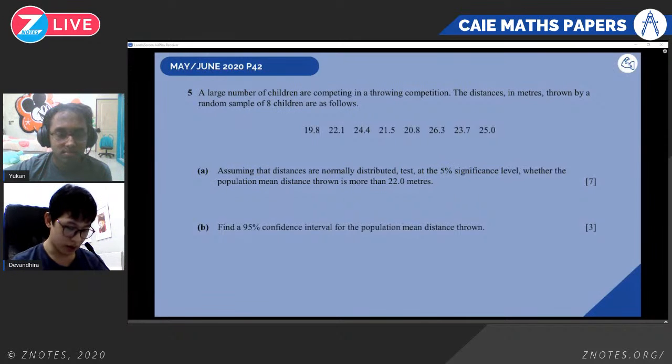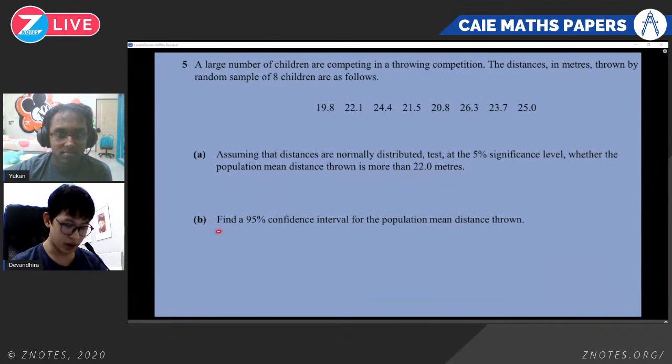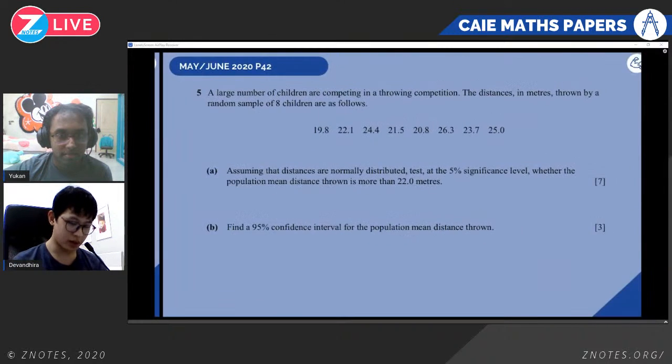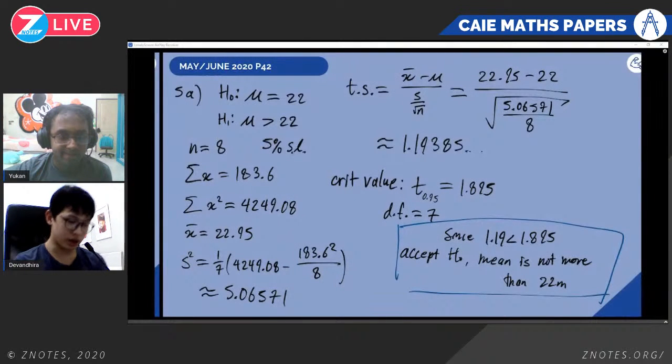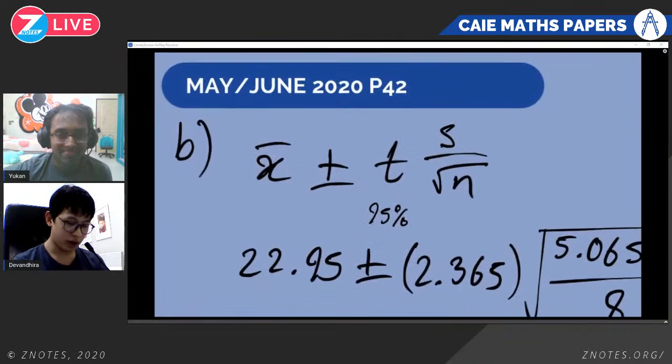So let's go for letter B. Find a 95% confidence interval for the population mean distance thrown. So there's a formula for this. Since we're using the t distribution, we also have to use our critical value in terms of t. So here's the formula. This is our sample mean that you got before. This is the t value. But in this case, it's 95%. Wait, sorry, not 95%. It should be 97.5%. I'll tell you why later.